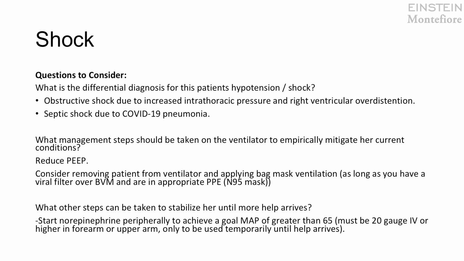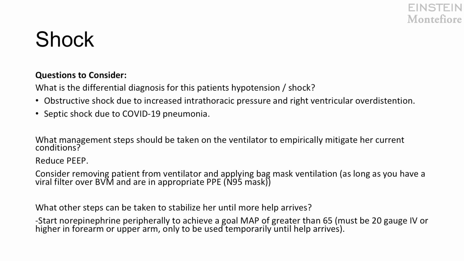The other thing to do until help arrives would be to start peripheral vasopressors, because the alternative to the fact that possibly the PEEP is too high and that her lungs are hyperinflated, decreasing venous return, is that her shock is simply worse due to COVID-19 pneumonia, which is a common phenomenon that we're seeing. So starting peripheral norepinephrine if you don't have central access is a reasonable temporizing measure until further help arrives.